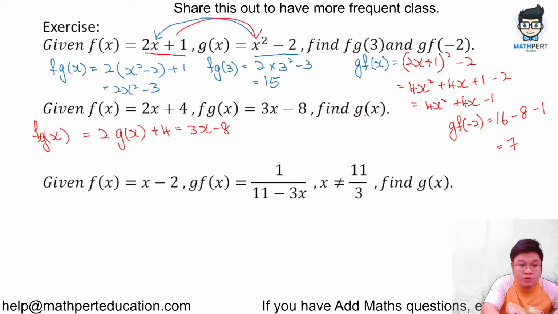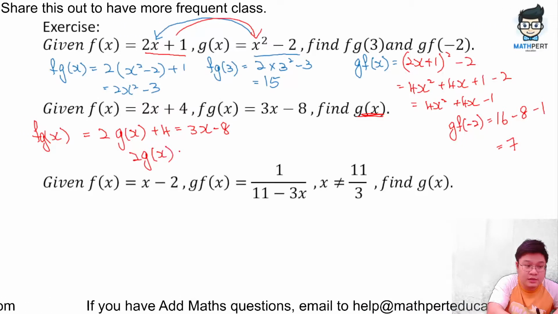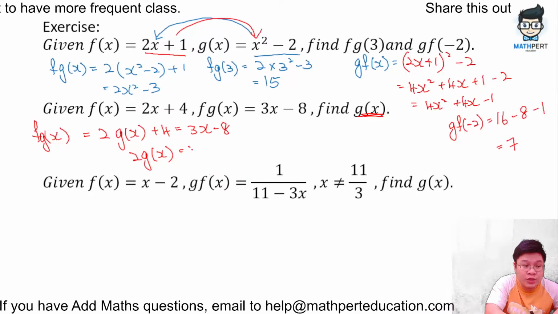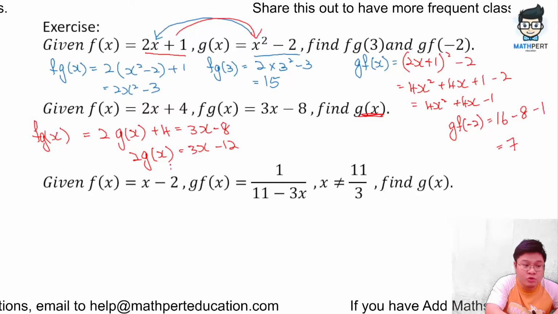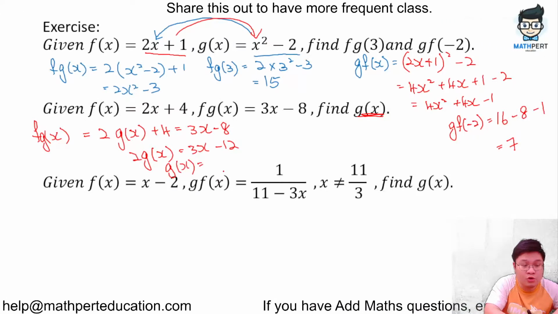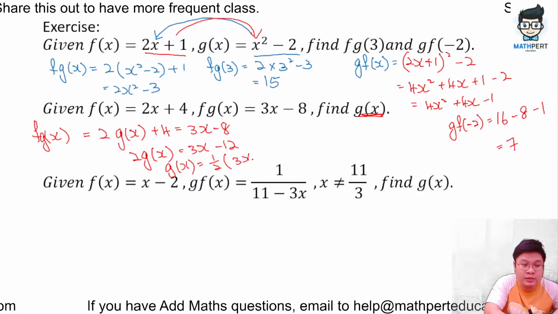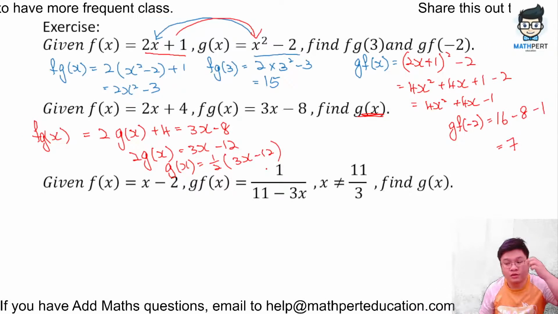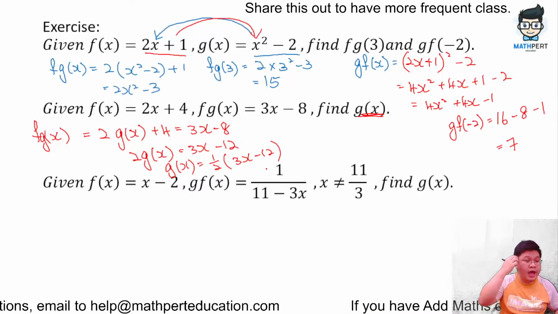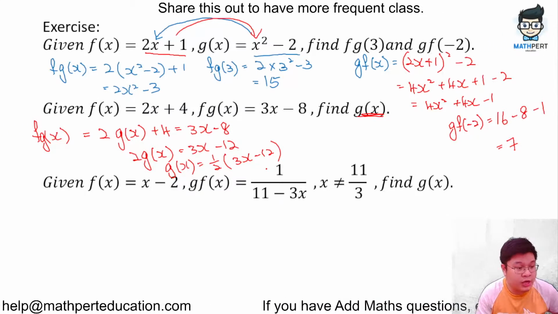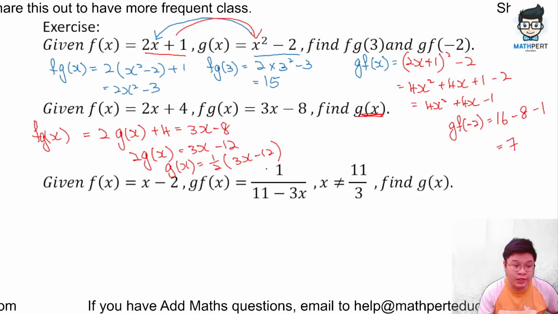Our objective here is to find g(x). So let's find g(x). Okay, 2g(x) equals to 3x minus 8 minus 4, minus 12. So g(x) will be equals to 1 over 2 multiply 3x minus 12. Alright? And then this, f(x) equals to x minus 2, gf(x) is equal to this, x does not equal 11 over 3. Find g(x).